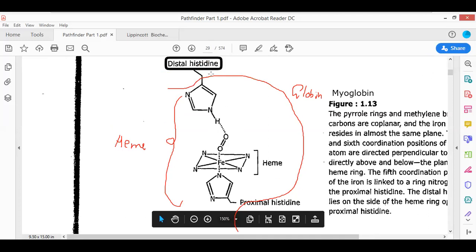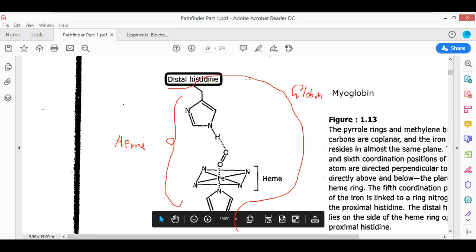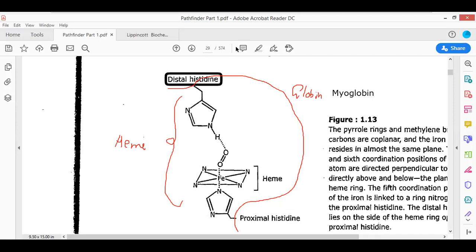Now the distal histidine and proximal histidine have different locations. One has the location 64E7, another has 93F8. So the location of the distal histidine is 64E7. There is another, the proximal histidine, which has the location 93F8.